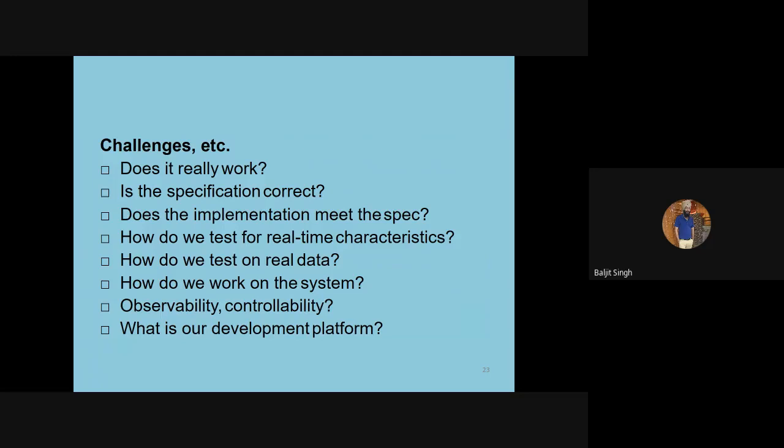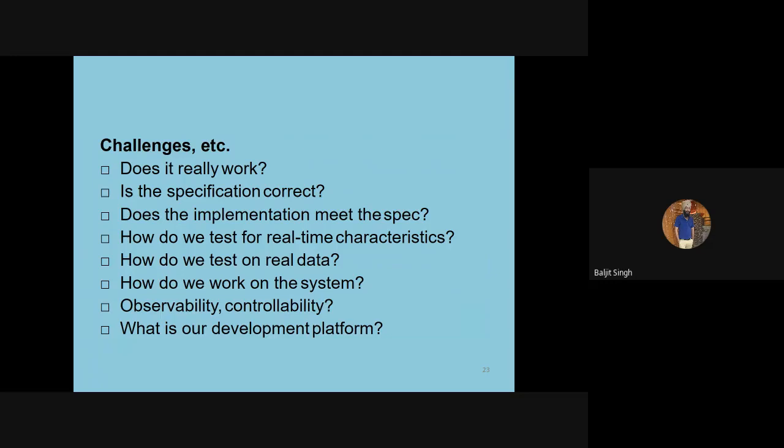So while we are designing the embedded system, these are the kinds of challenges or questions we need to answer. Does it really work? Is the specification correct? Whatever we are designing, is the specification of the design correct? Then, does the implementation meet the specification? How do we test for real-time characteristics? How do we test on real data? How do we work on the system?